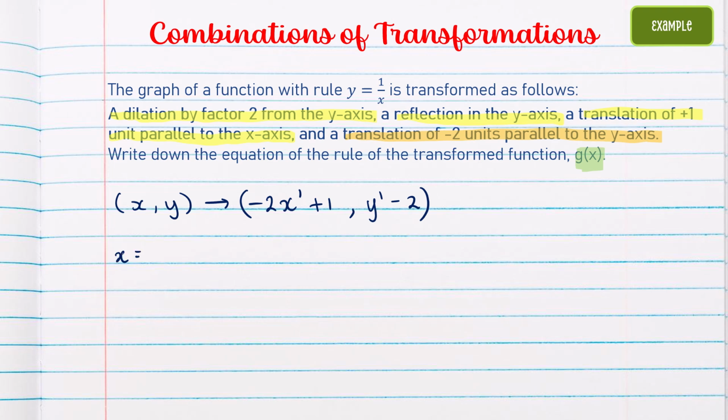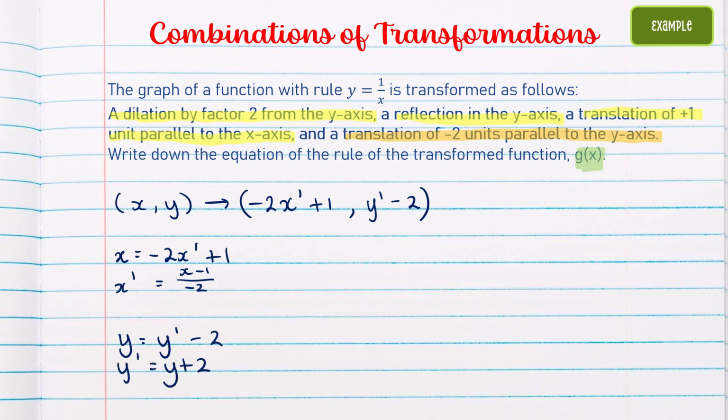Now solving this, once again, we've got x is equal to negative 2 x prime plus 1, and that means x prime is equal to x minus 1 over negative 2. Okay, same thing for your y's. We've got y is equal to y prime minus 2. So y prime is equal to y plus 2.